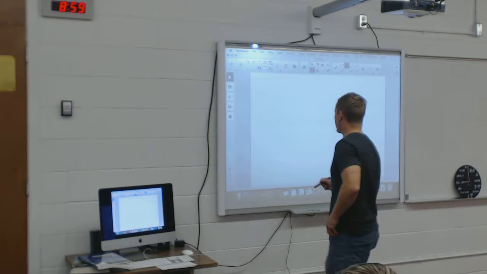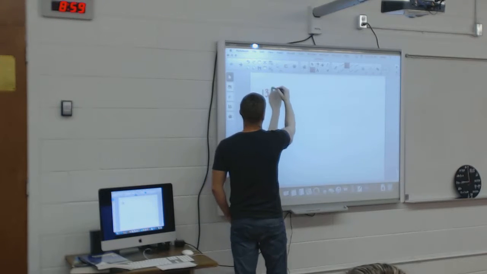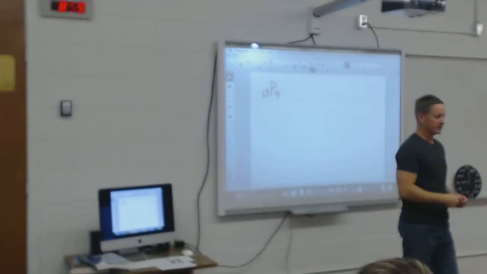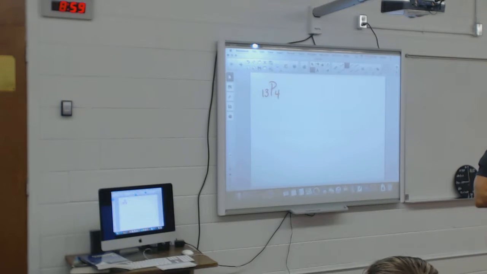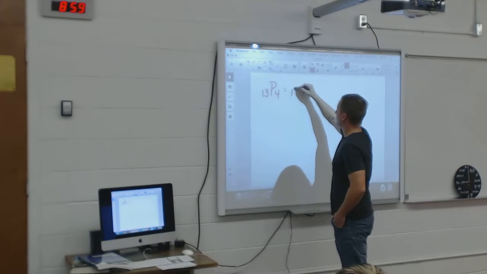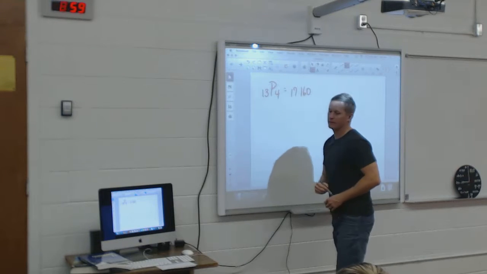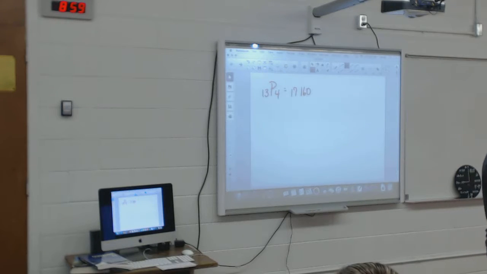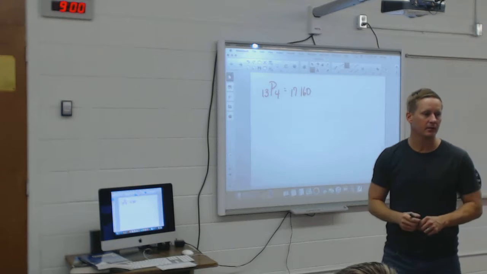So use our calculator. 13P4, right? Okay, so punch that in your calculator. 17,160. Okay, and what's important about this is the order is important in this. So if it says then that suppose the order does not matter, how many different combinations could be dealt?